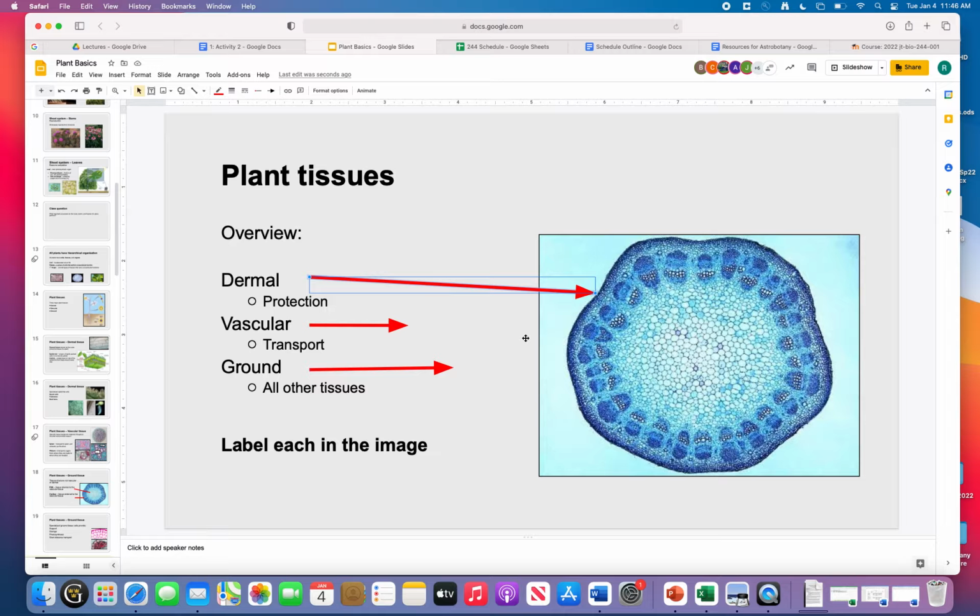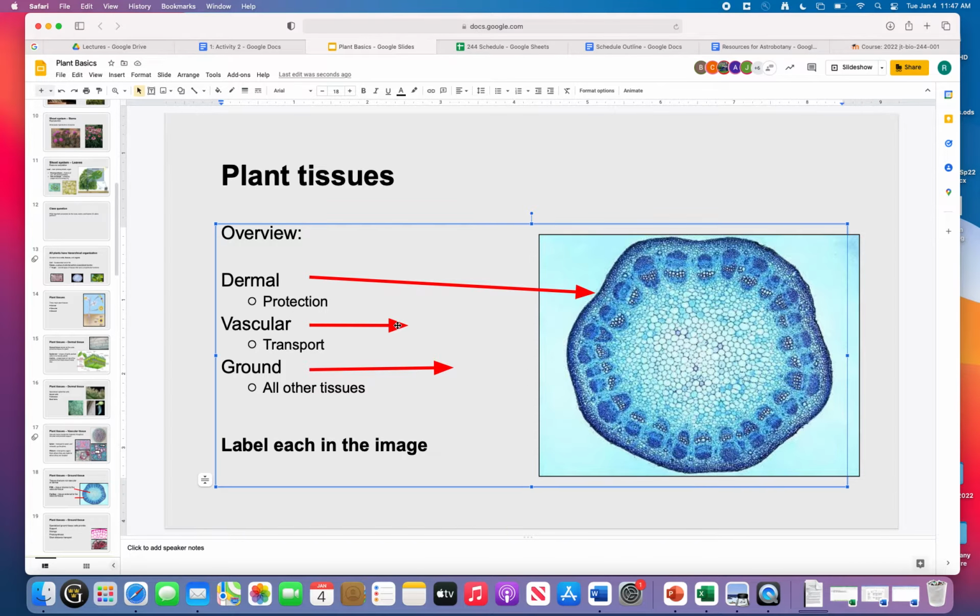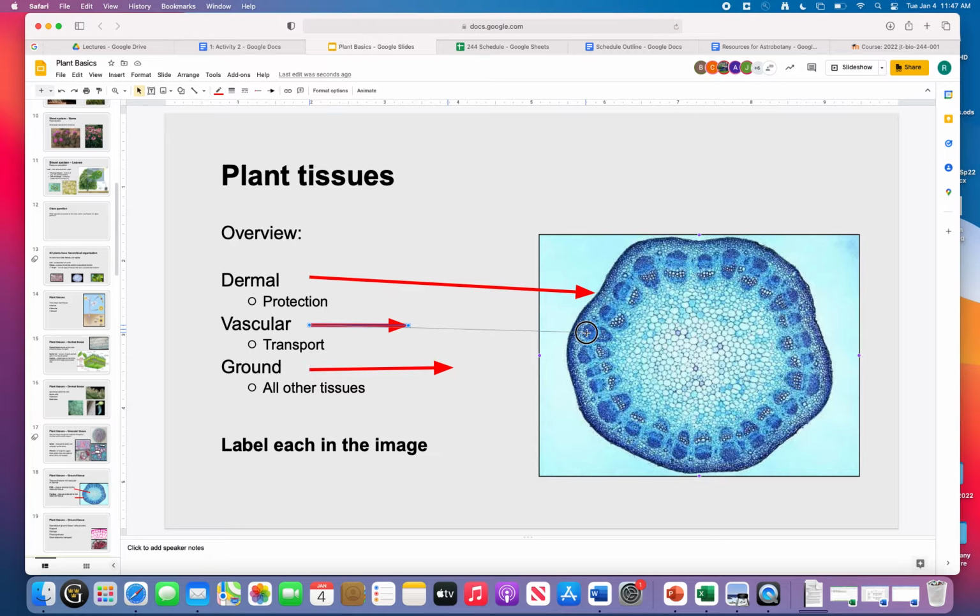All right, what about the vascular tissues? Where might I find that in this cross section? Yeah, the rings. Right? So what do vascular tissues do? Mainly transport, yes, but also support. So if we're looking at vascular tissues, they typically show up as bundles. So in this image, we see these bundles and that ring along the outside. Right? So I could move this over to one of these bundles.